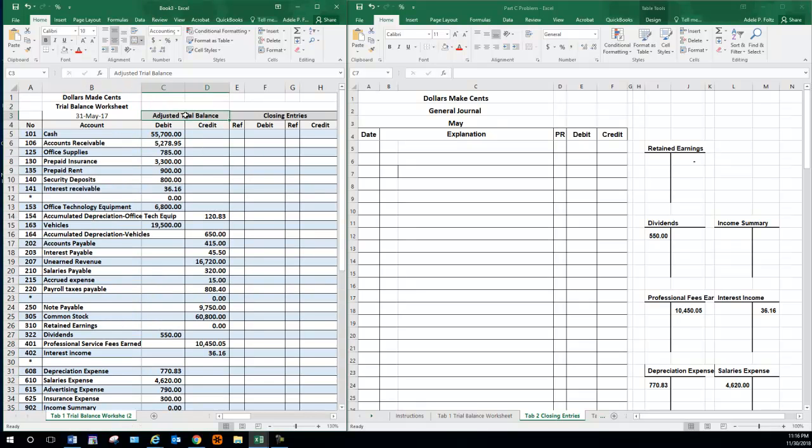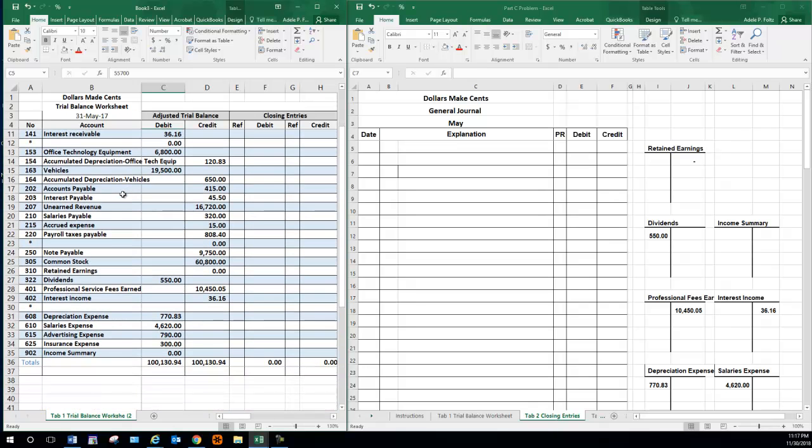So the adjusted trial balance is the starting point. All of these accounts here that go on the balance sheet are not going to be closed. Their balances are going to carry forward into June. So the beginning balance of cash as of the end of June will be the same as it was at the end of May. However, when we come down here to these accounts, all of these accounts are temporary accounts that we just discussed, and they are going to be closed to zero.